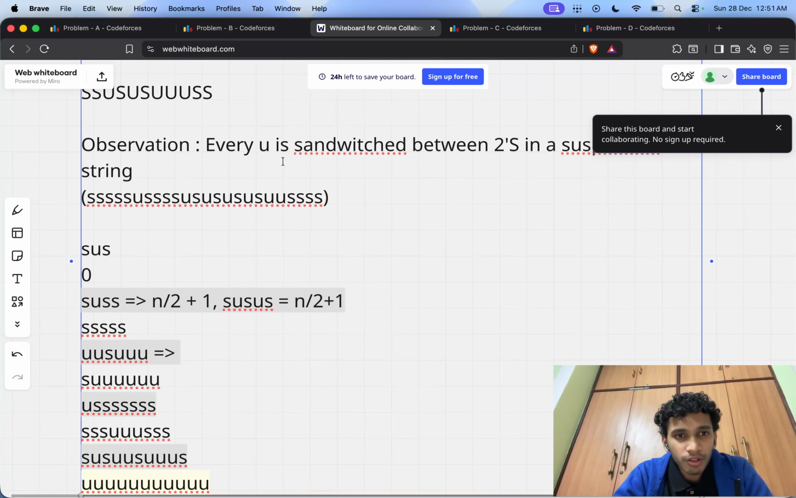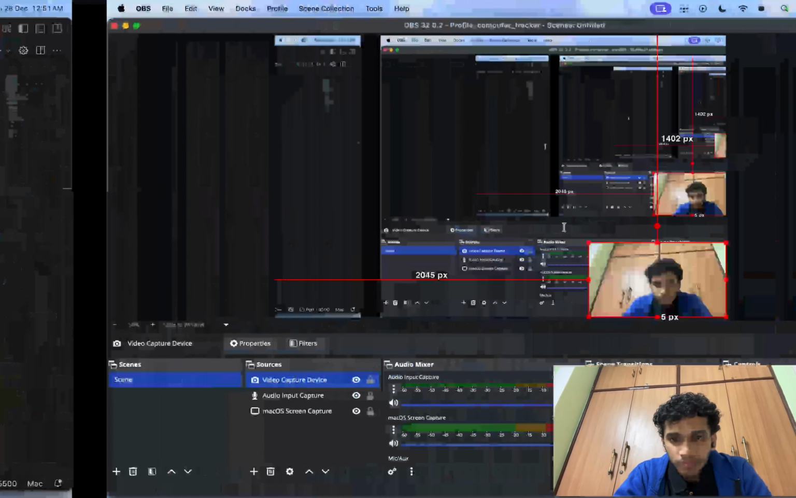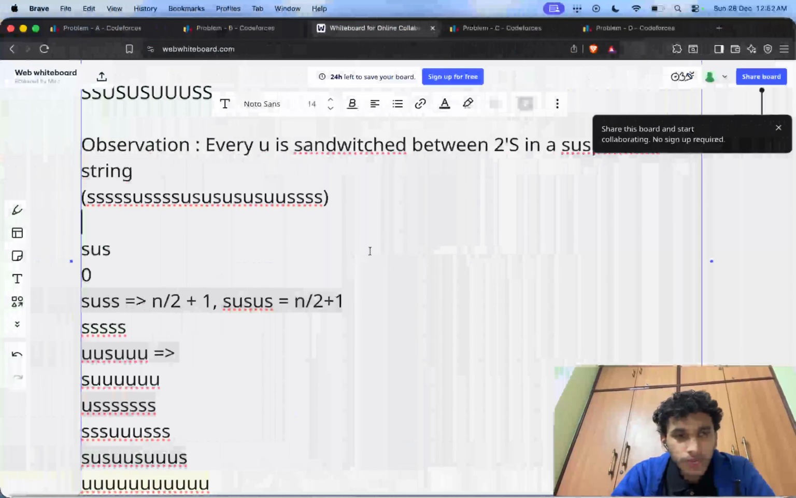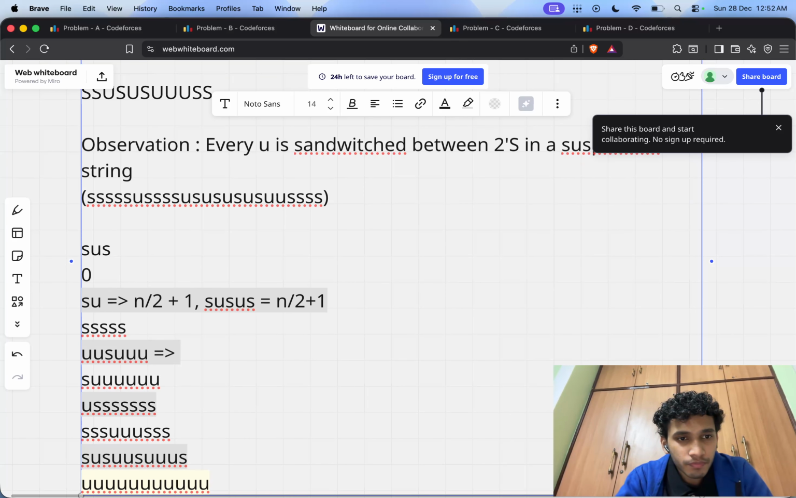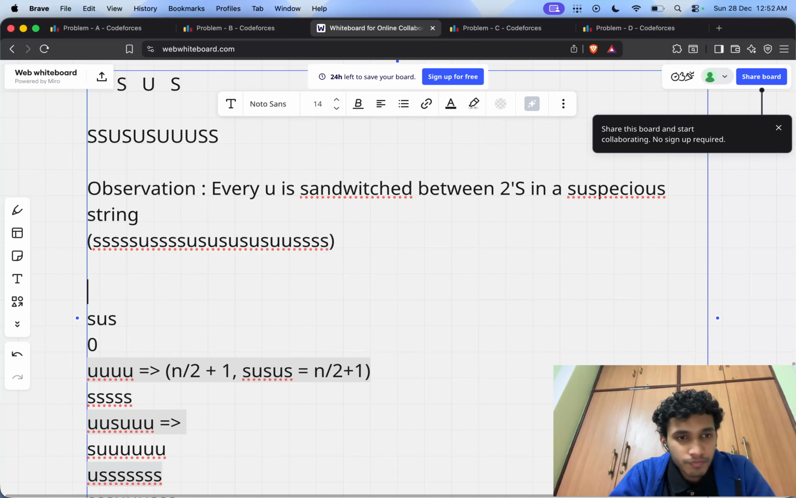Let's analyze all the possible cases. We analyzed one case where all the U's were present. If the whole string consisted of U, then this is our formula. Let's write it down. All U, what is the formula we calculated? It is n by 2 plus 1.